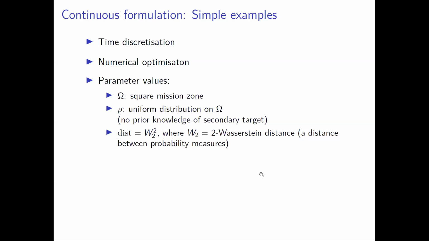For this simple example, our choice of distance between the probability measures was the 2-Wasserstein distance. The reason is that it's a very standard distance people use between probability distributions. We had the software to compute it, and it does encode, in some sense, the fact that the signal strength decreases with distance.